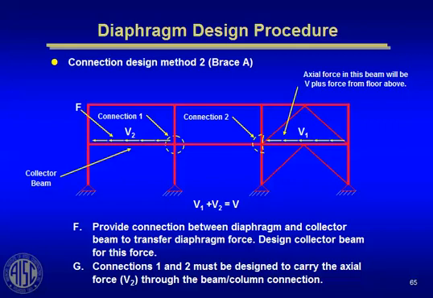It's collecting the shear, delivering it through the beam column joint, across the other beam, down into the lateral load resisting system. That's the second condition, sort of an intermediate condition.